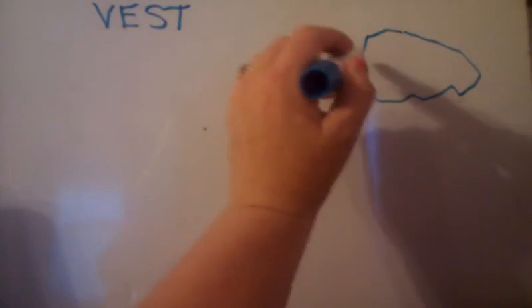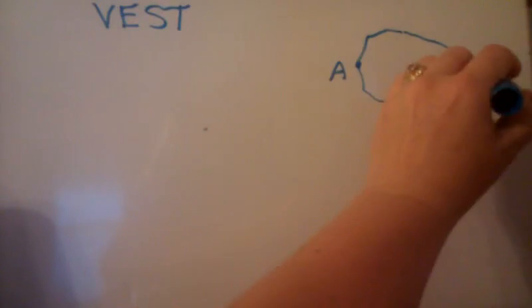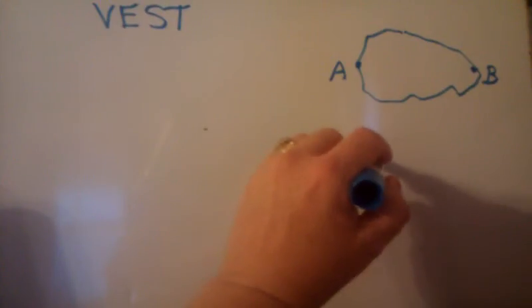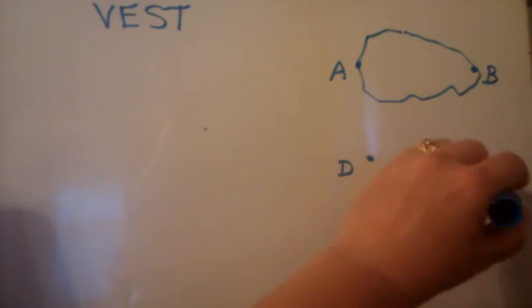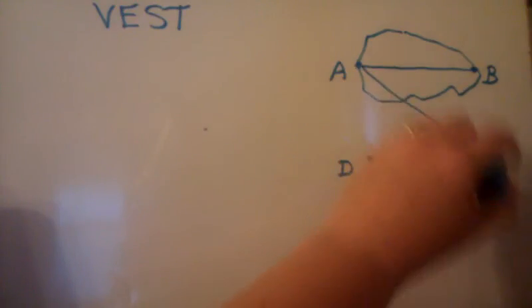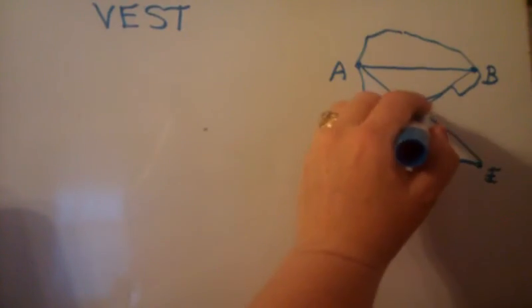For example, a surveyor wants to measure the distance across a pond from point A to point B. Okay, so he has this pond here, and he wants to measure across it. So what he does is he picks 2 points over here, which he labels D and E, and his lines are straight. Mine aren't going to be that straight. And he labels this point C.